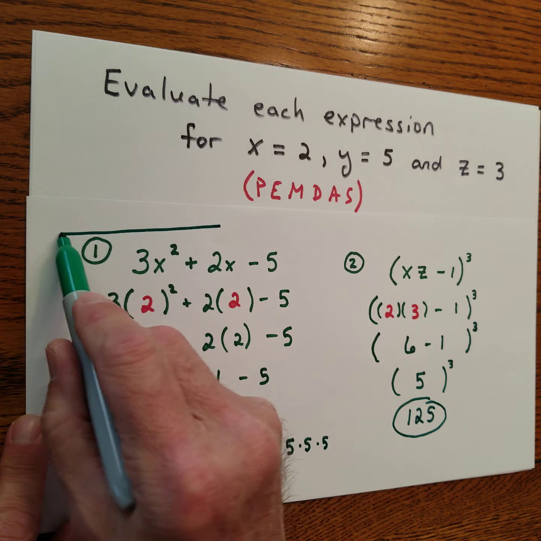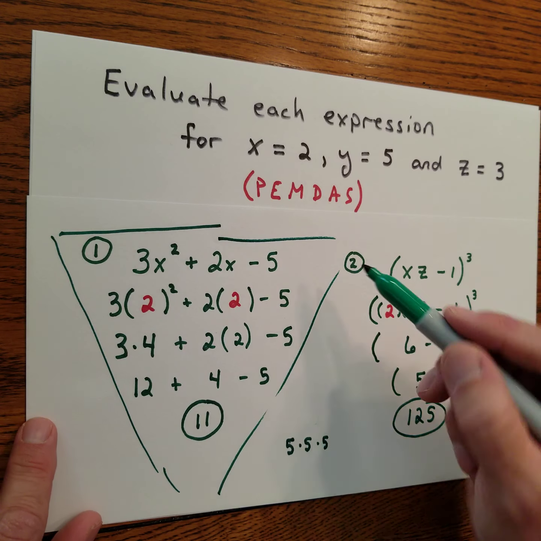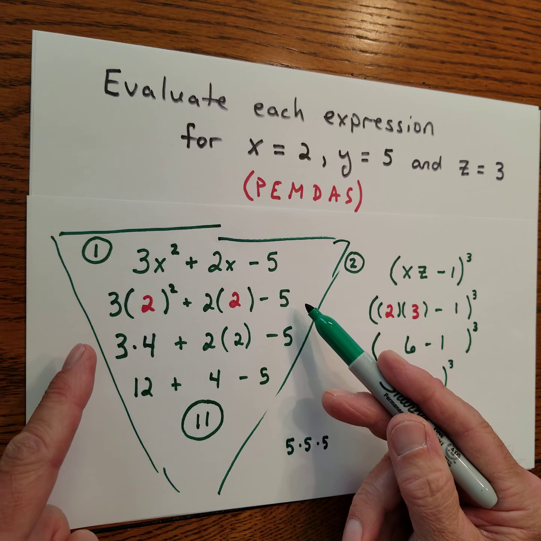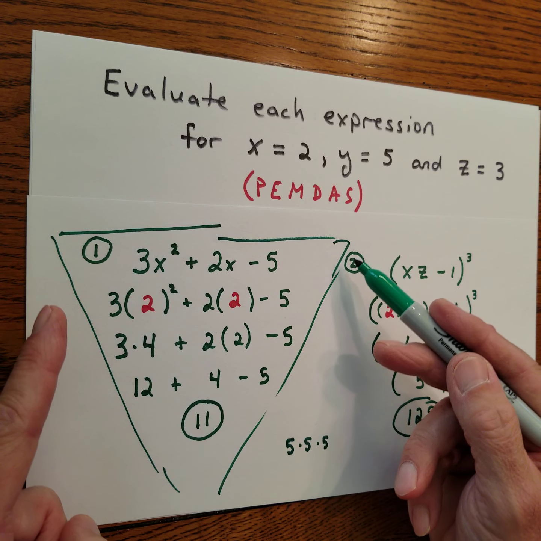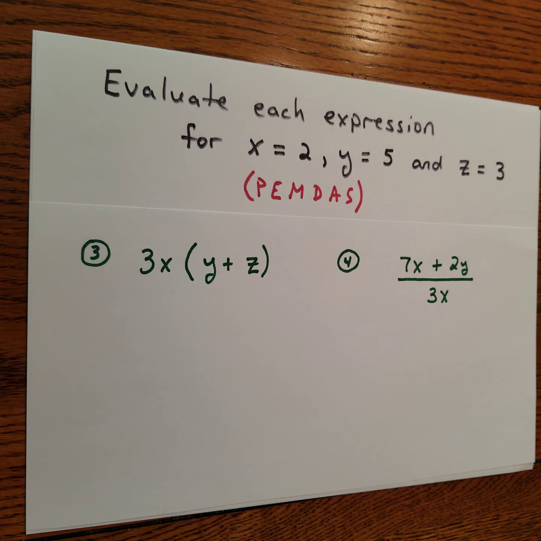See how my work kind of takes on the shape of a triangle? That's ideal. You want to write the problem down, fill in the x, y's, and z's, work your problem down the page. No equal signs if possible. That's the way to show your work. Let's try 2 more examples.